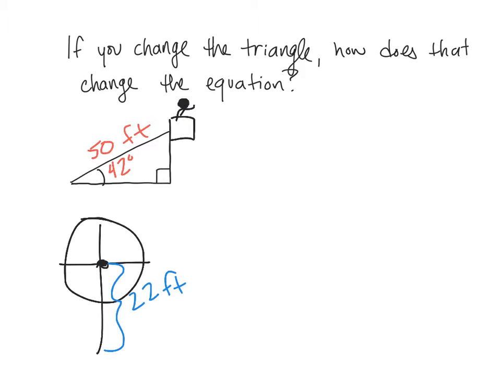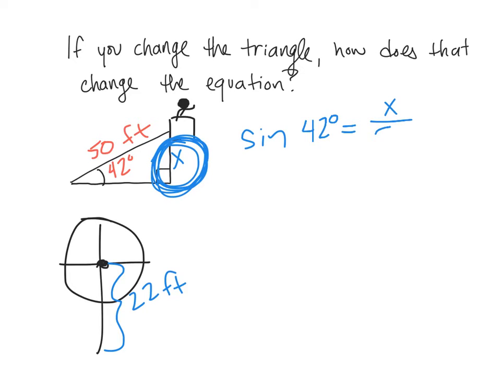So remember, on the last slide, I told you what all the pieces of the equation were. We're still using sine because we're trying to find this part right here. We're trying to find the x. So sine is the opposite over hypotenuse. That's this guy right here, opposite, and this guy right here, that's the hypotenuse. So I'm going to say the sine of 42 degrees equals x over 50.